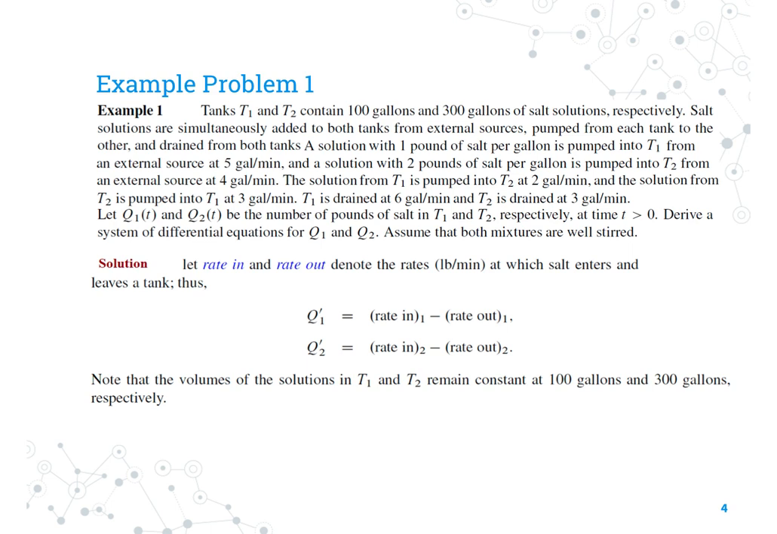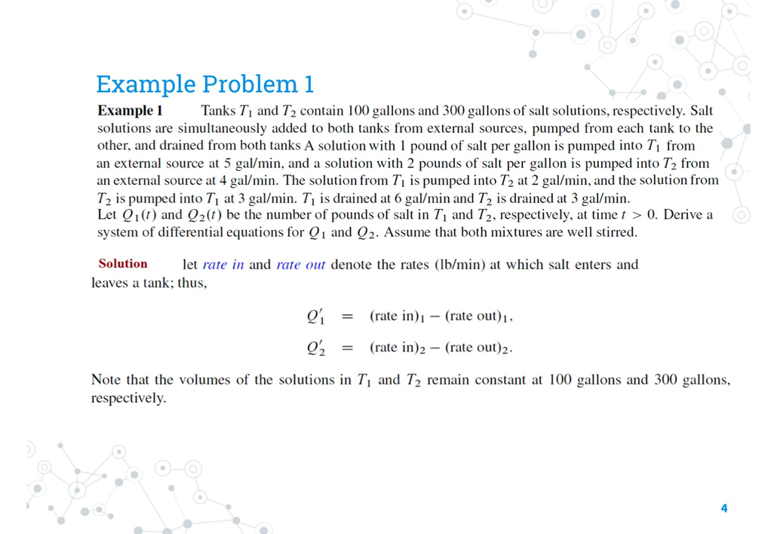If we let Q1(t) and Q2(t) be the number of pounds of salt in T1 and T2, respectively, at time t greater than 0, we can then derive a system of differential equations for Q1 and Q2, assuming that both mixtures are well stirred.